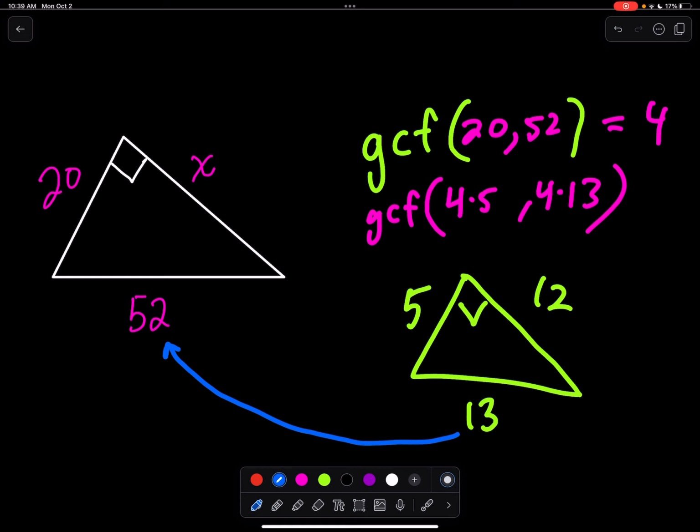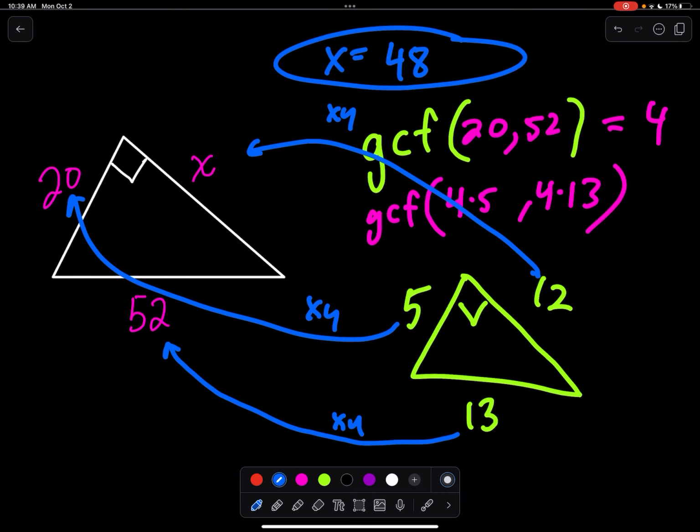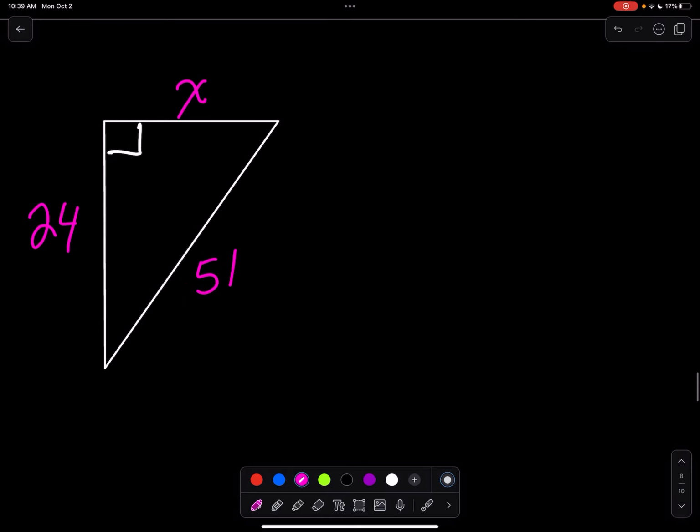Again, you have to have these memorized, though. Scaled up by 4. Do not forget to scale your last side up by 4. X is 4 times 12. That's 48. And that was a nice time saver because these numbers would have been obnoxiously large.